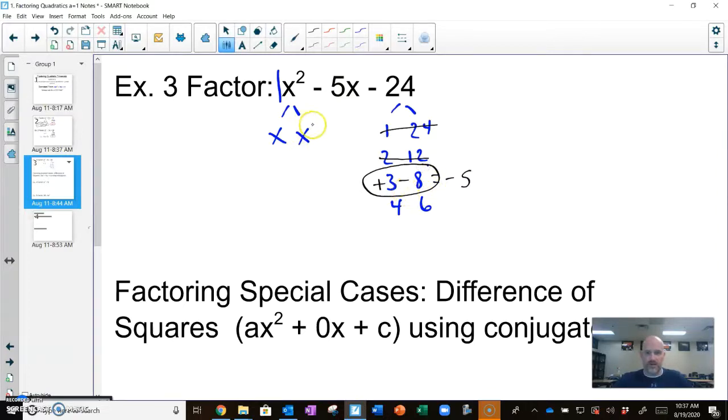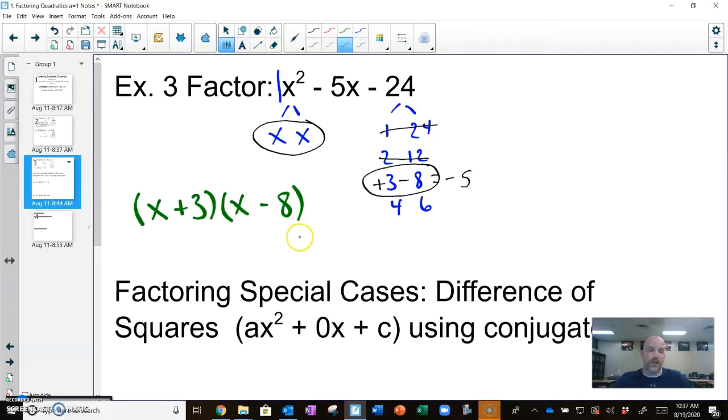All right, so I'm going to use these two to get my x's, and I'm going to use these two to get my negative 24, and the combination of those is going to give me, you guessed it, my negative 5x. So I can factor this down into x plus 3 and x minus 8.